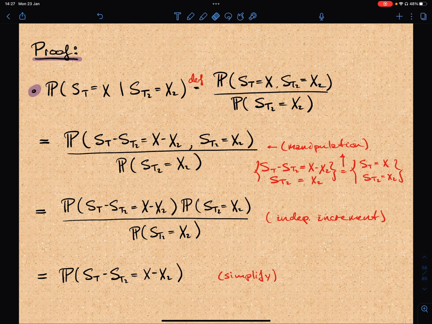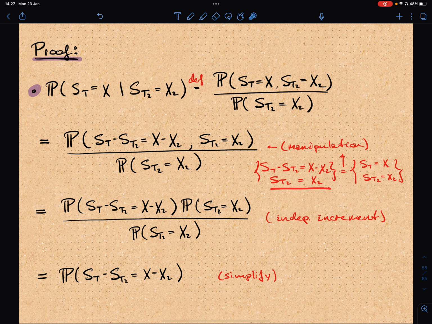And here, this is the key manipulation in this proof and the key insight, and this is where we'll be able to use independent increments. We note that this event, that S_t is at X and the random walk is at X2 at time t2, is equal to these two conditions: that the random walk is at X2 at time t2, and the difference S_t minus S_t2 is equal to X minus X2. So you can check that these two systems of equations are equivalent.